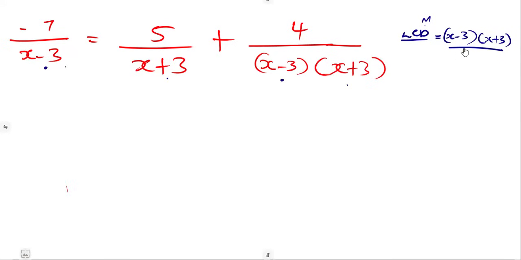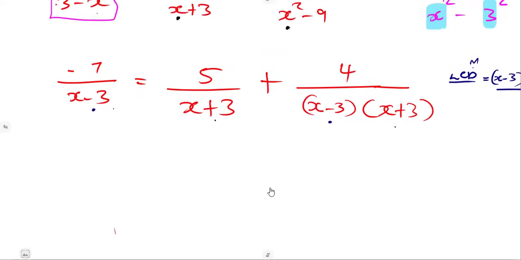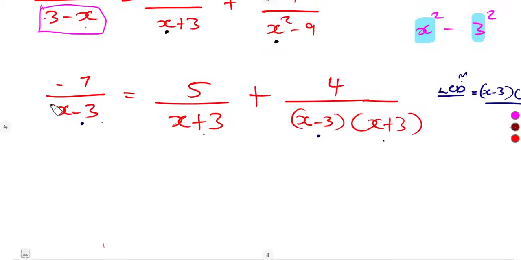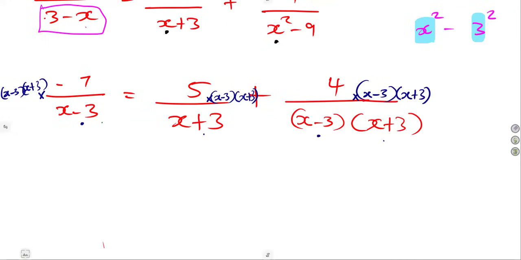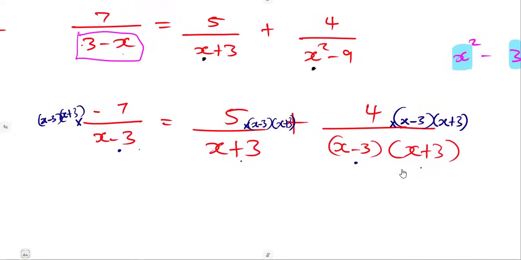Then we multiply each and every term by that. On this one, we are going to multiply by x minus 3 into x plus 3. Each and every term must be multiplied by the LCD.